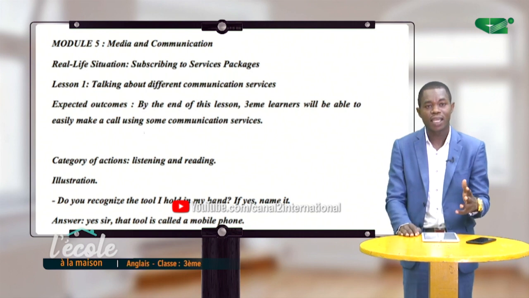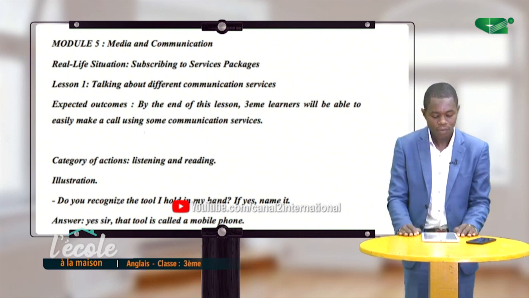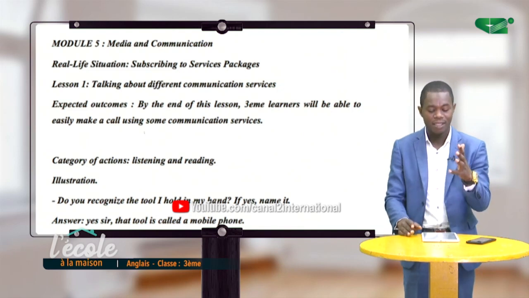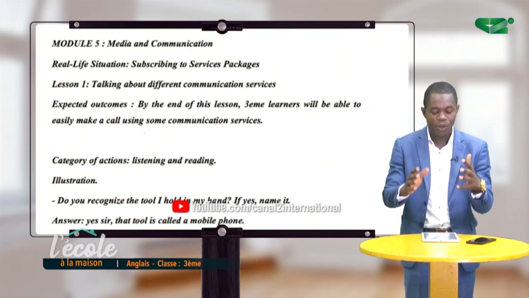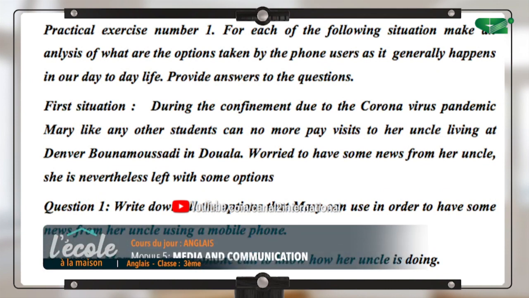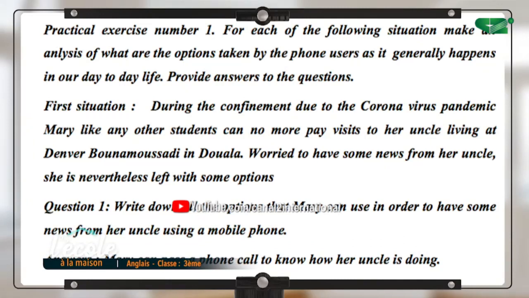Welcome back to the second frequency of this lesson. Before going to the short break, I said that we will be working on a practical exercise. Practical exercise number 1. We've numbered it number 1 because probably in the upcoming frequency, we work on some more. For each of the following situations, make an analysis of what are the options taken by the phone users as it generally happens in our day-to-day life. Provide answers to the questions.